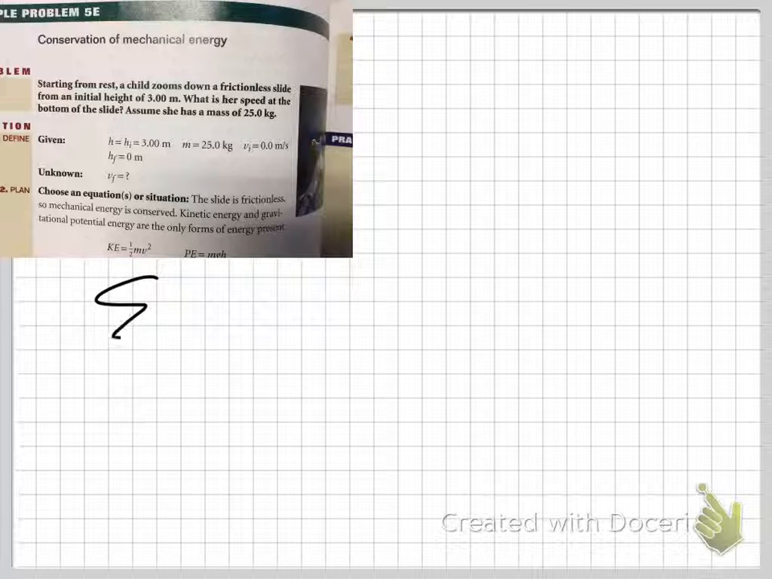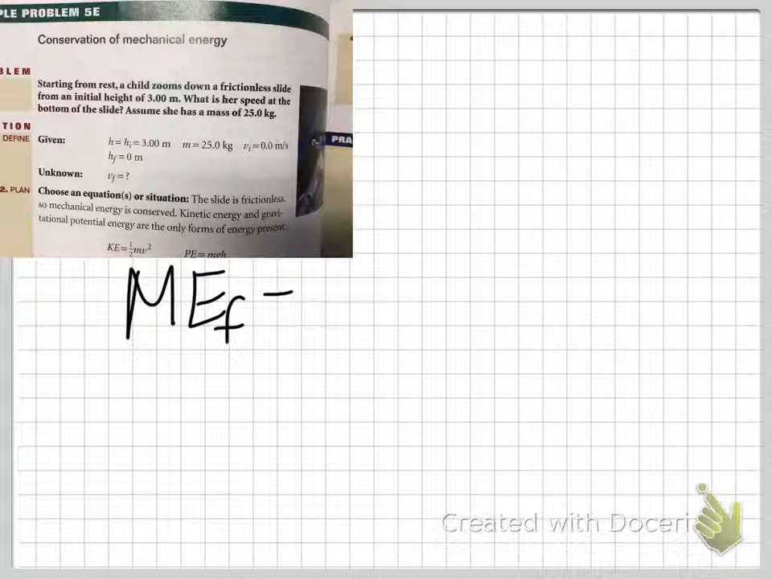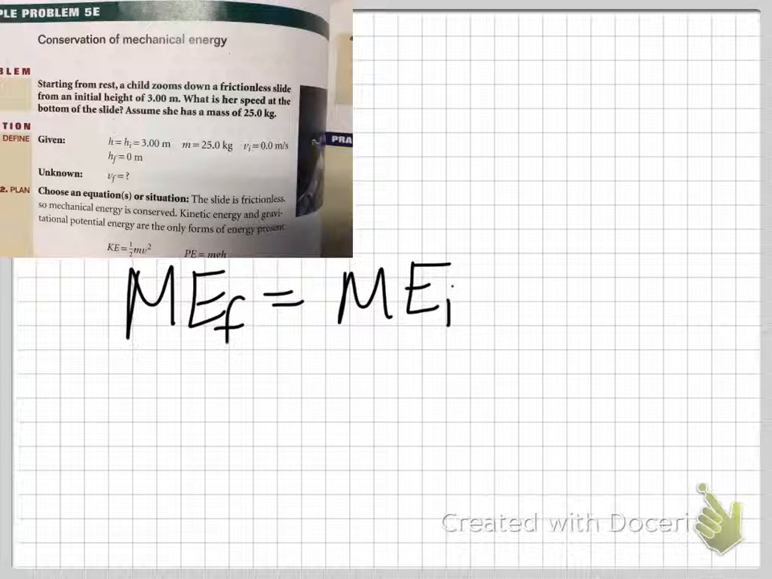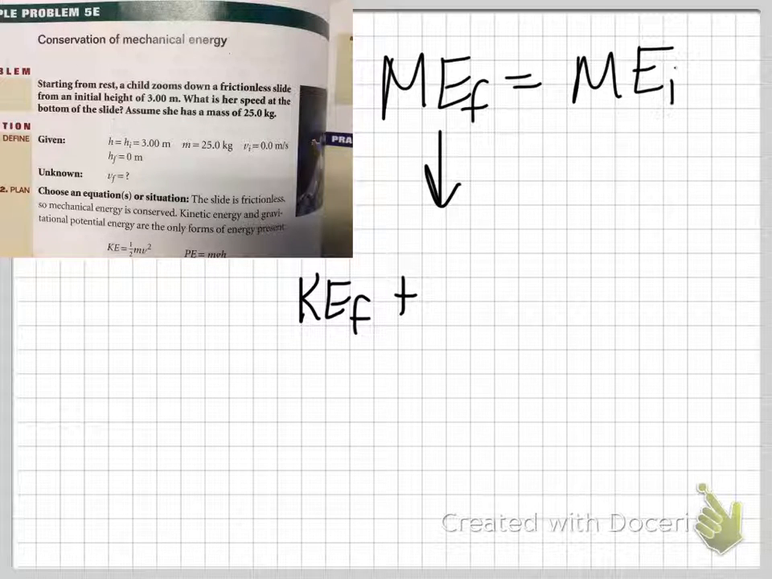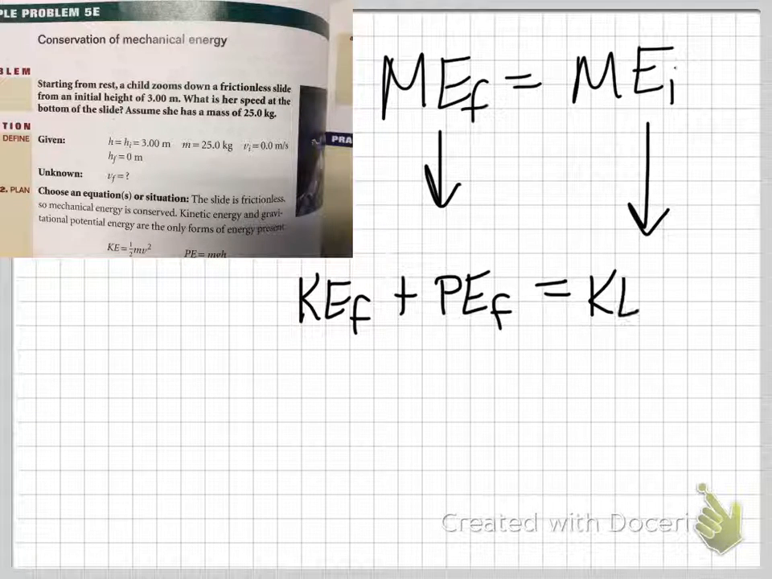So all these problems are based on this, that mechanical energy final equals mechanical energy initial, and that mechanical energy final equals kinetic energy final plus potential energy final, and that mechanical energy initial equals KE initial plus PE initial.